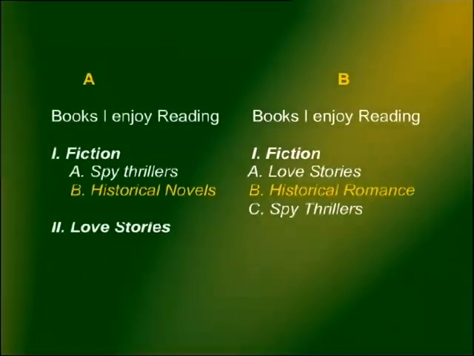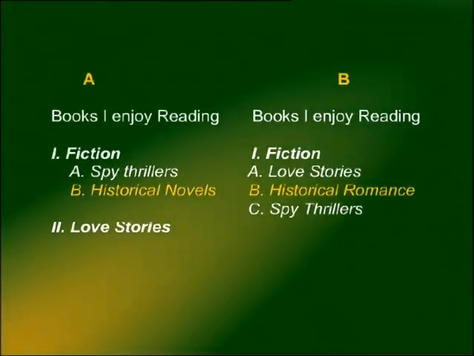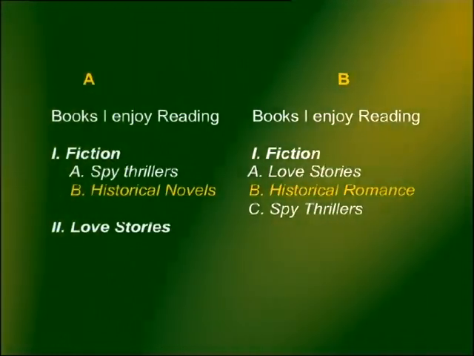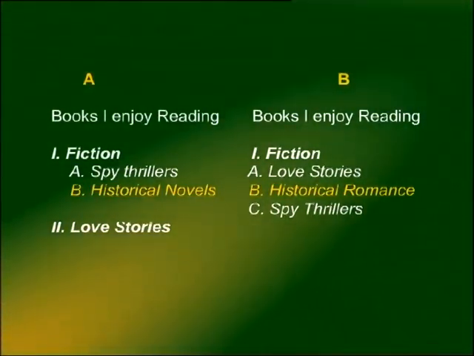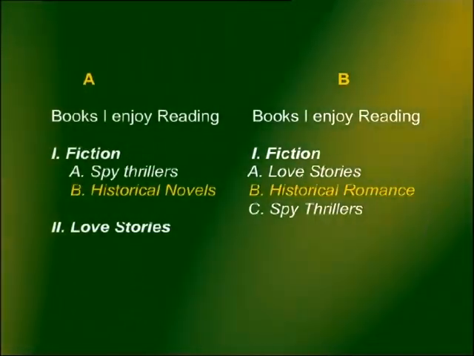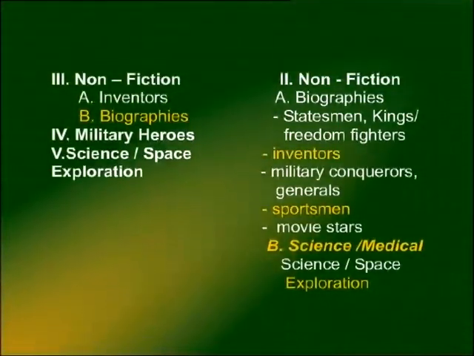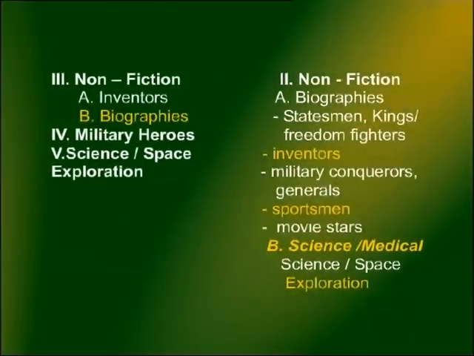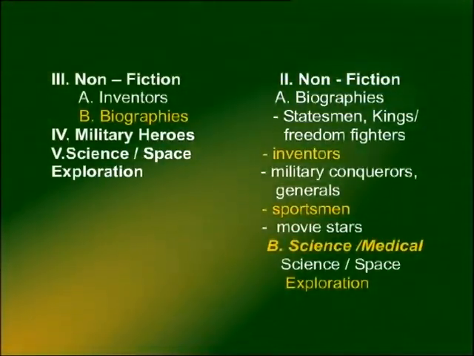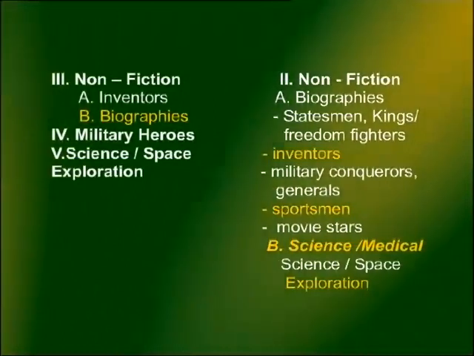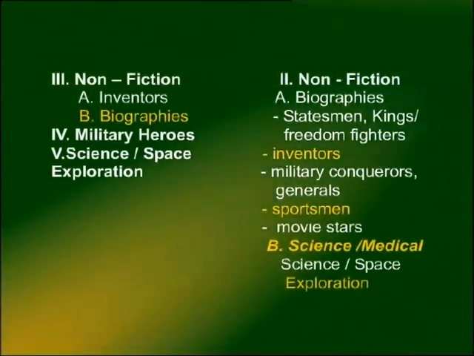Look at the way the books are listed under A. Notice number 1, fiction, spy thrillers, historical novels. Number 2, love stories. Number 3, non-fiction. And under non-fiction there are two more subtopics, inventors and biographies. And number 4, military heroes. And number 5, science or space exploration or explorers.